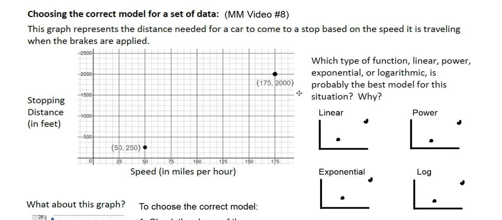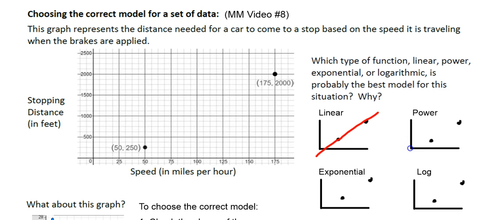Why? Well, let's think. If we had a linear graph, what would the line look like if I drew it down through these points? Notice that we have a negative y-intercept. That means if that car is going 0 miles per hour, it will have negative stopping distance, basically going backwards. That doesn't make any sense. Let's try power.